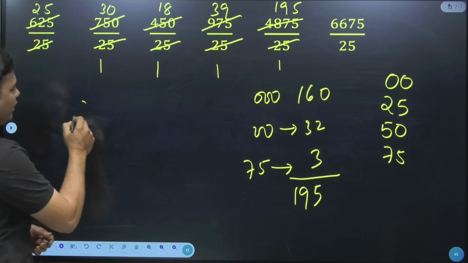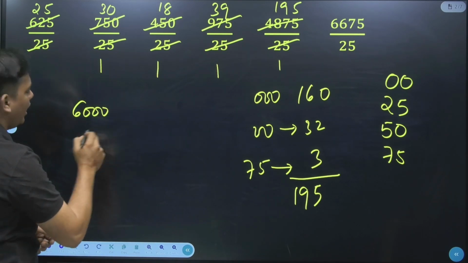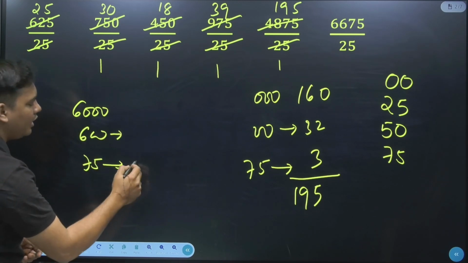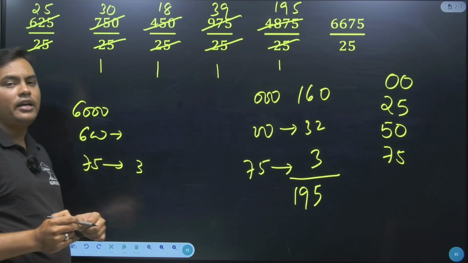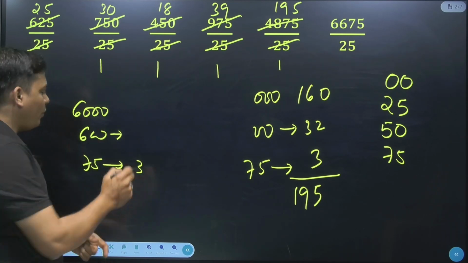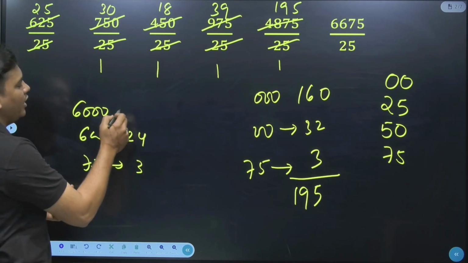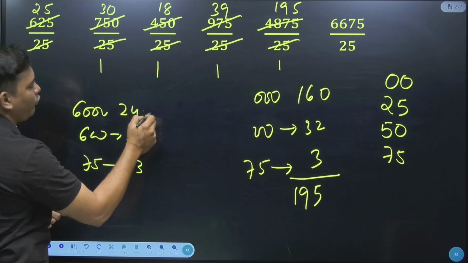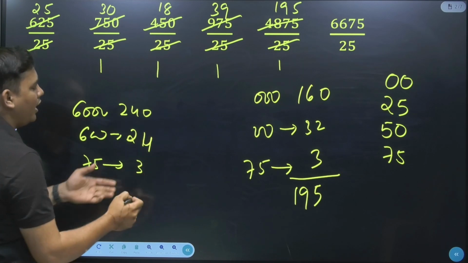6,675. I can write it as 6,000 and 675. How many 25s are there here? 3 here. How many 25s are in the 600? 6 4s are 24. And how many 25s are here? 200, and how much is it? 240. 240, and this is 24 and this is 3.